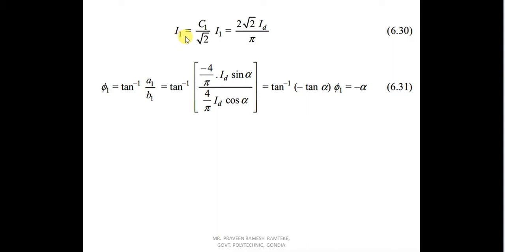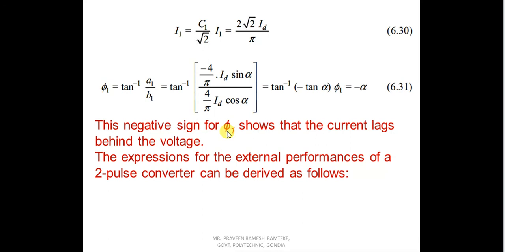Therefore, the fundamental component is given by I1 equals C1 by square root 2, which equals 2 square root of 2 Id by pi. The phase angle phi 1 is equal to tan inverse of A1 by B1. Solving it, it equals minus alpha. This negative sign of phi 1 shows that the current lags behind the voltage. In an inductor, as we have seen previously, the current lags the voltage.